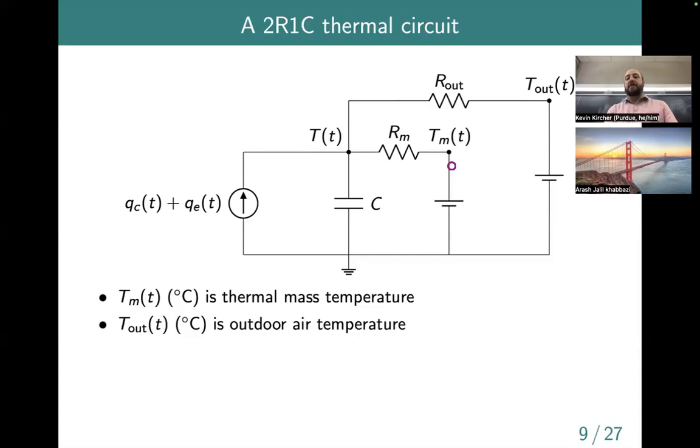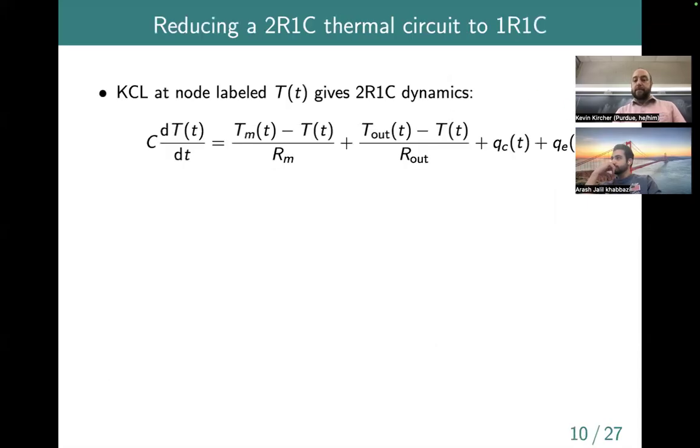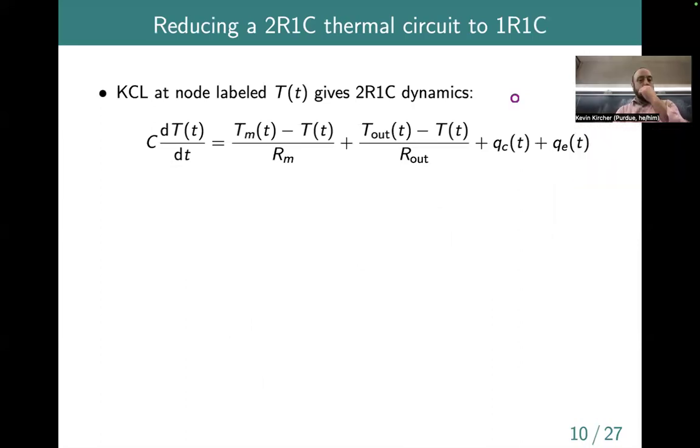But here we're treating this Tm as a boundary temperature in the same way that we were for the outdoor temperature. And then we have a thermal resistance between the indoor temperature and the thermal mass, and another resistance between the indoor temperature and the outdoor temperature here. So it turns out that you can rewrite a 2R1C circuit as an equivalent 1R1C circuit.